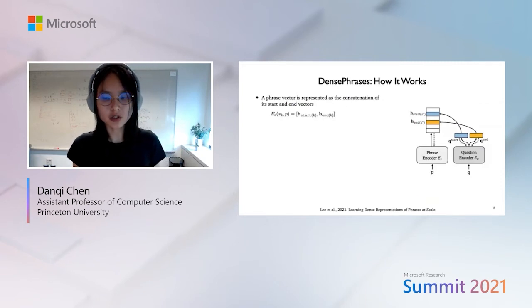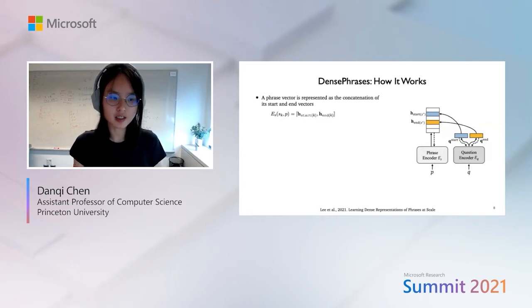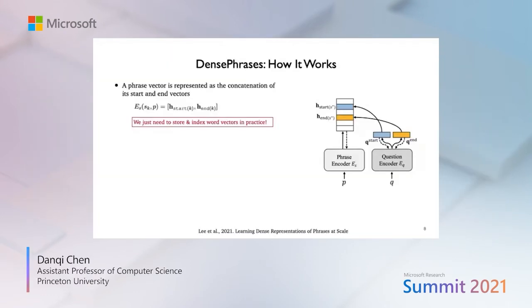Our goal here is to learn both a phrase encoder and a question encoder. And the first vector is represented as a concatenation of start and end vectors. This design is very crucial because it means that at inference time, we only need to store contextualized word vectors instead of the phrase vectors. And this can make the size at least 20 times smaller.